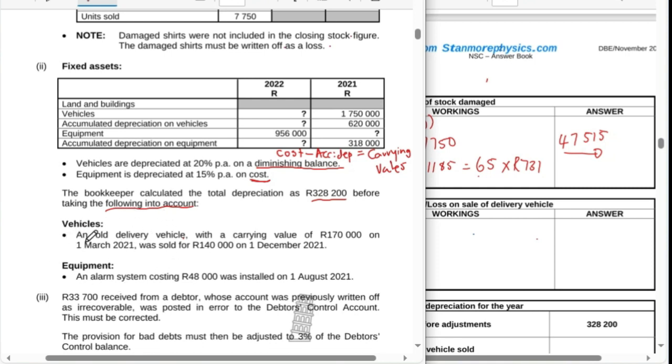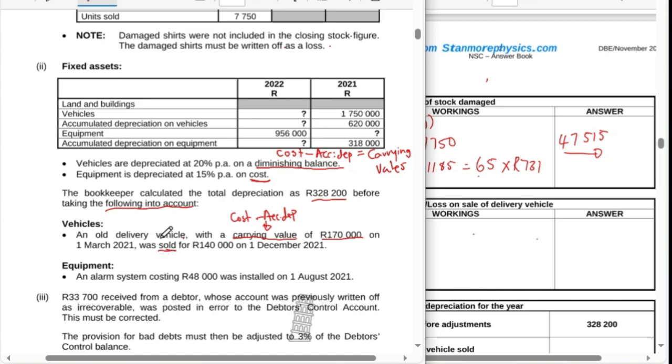And then vehicle, it says an old delivery vehicle with a carrying value of 170. So guys, we spoke about our carrying value, and we know carrying value is cost minus accumulated depreciation. So our carrying value for this vehicle is how much? 170,000 on the 1st of March, meaning at the beginning of our financial period. Was sold.